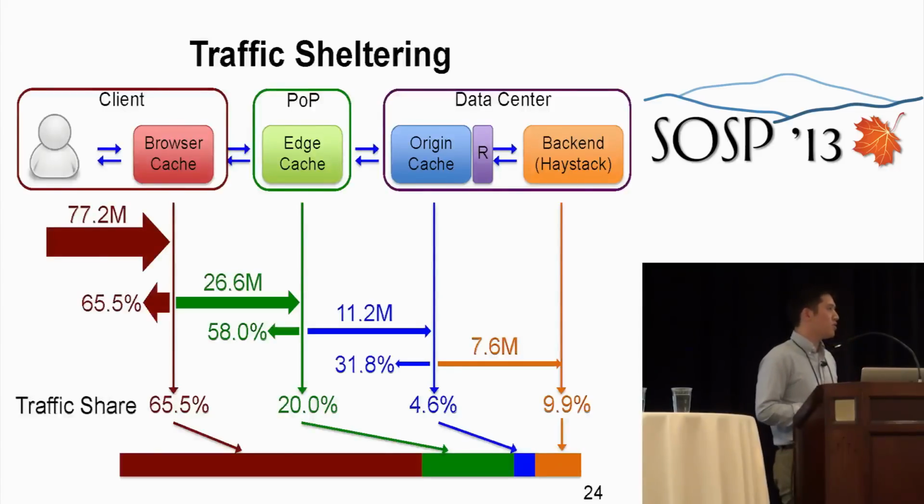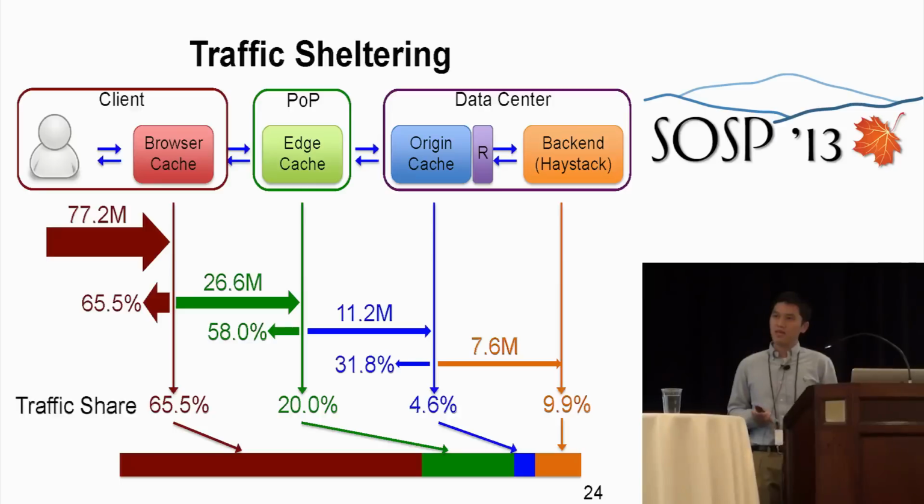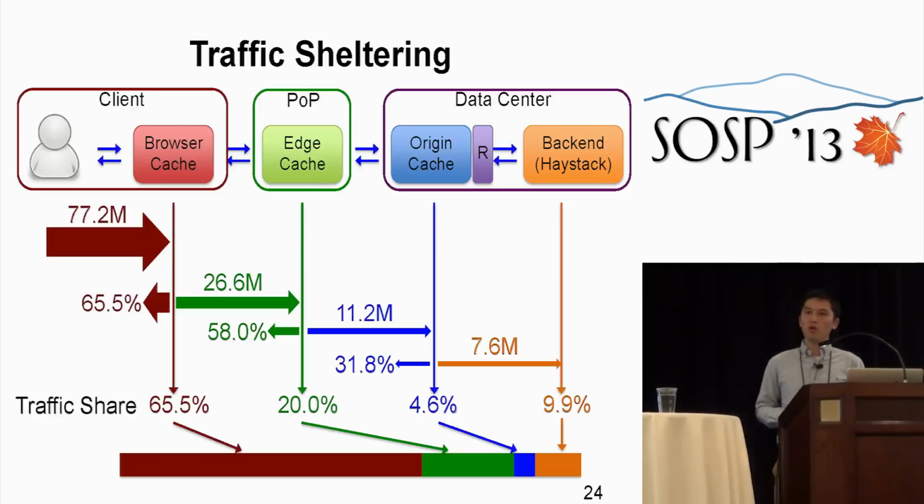First, let's derive how the traffic sheltering affects every layer. Among the 77.2 million requests we have seen in the browser, over 65% of them are satisfied by browser hit. The hit ratio is significantly higher than the number we know from Chrome developers, which is about 40% for general content. What does it mean? It means the Facebook photo workload is very cacheable even for a single user.